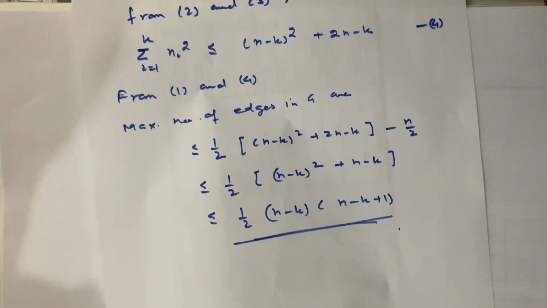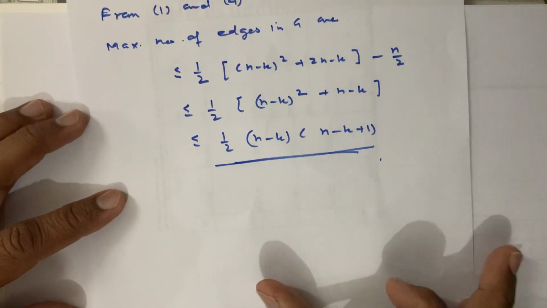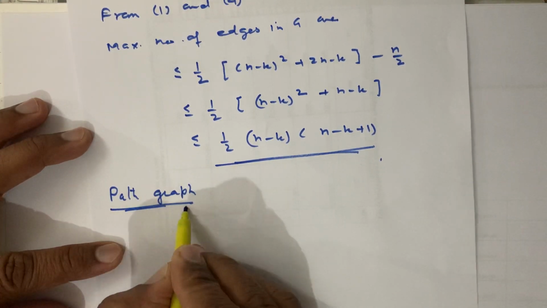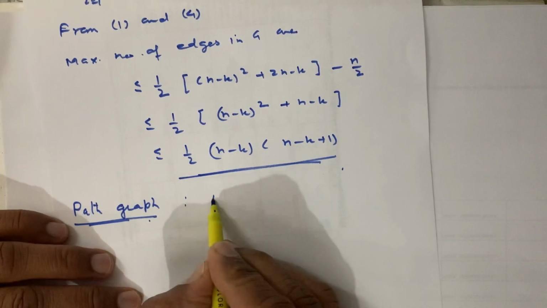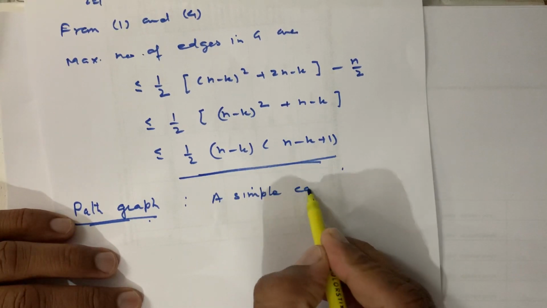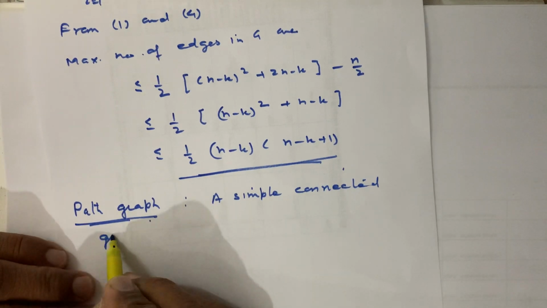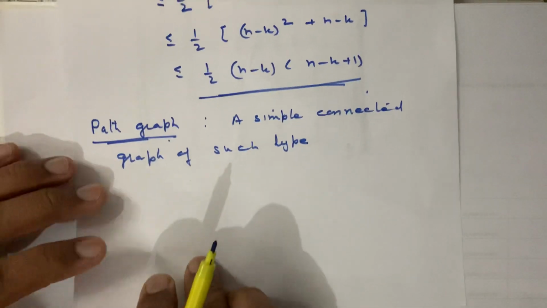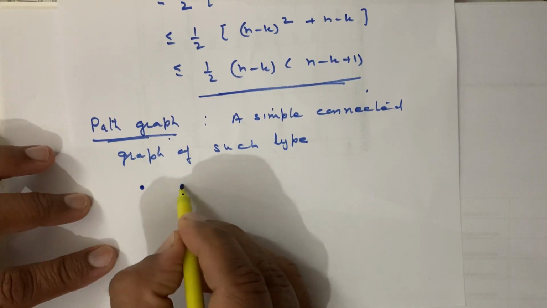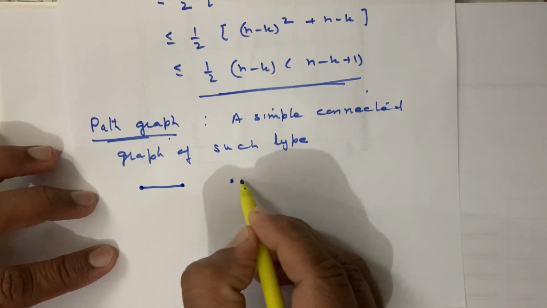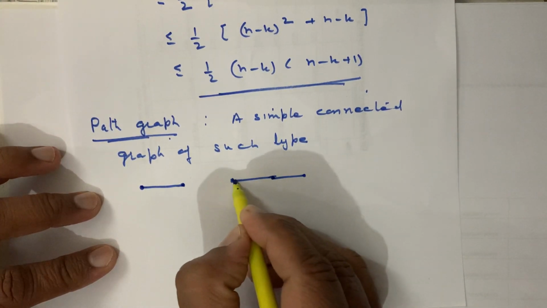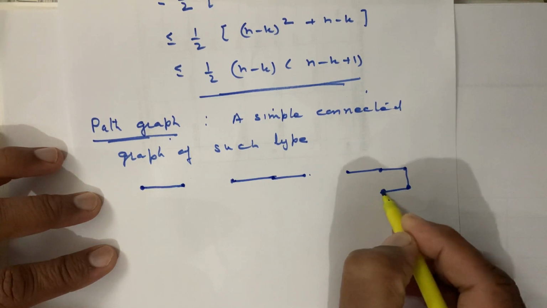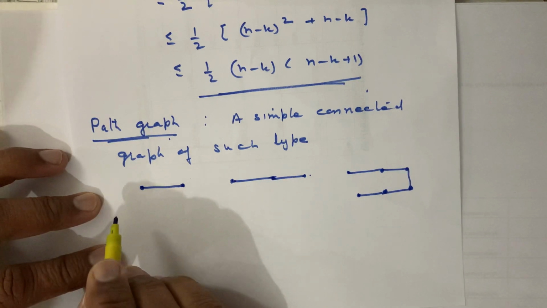नेक्स्ट पाथ ग्राफ. A simple connected graph of such type, इस तरह का. वर्टेक्स अपने पास दो, दिस वन, there are 3 vertex, 2 edges. So these are the path graph.